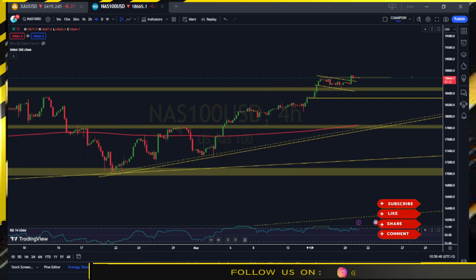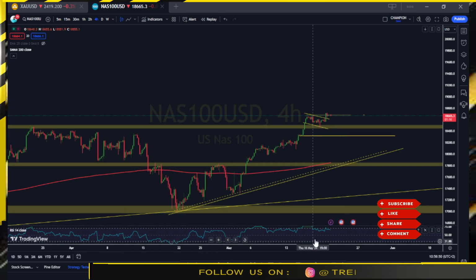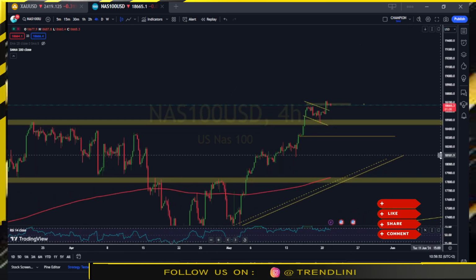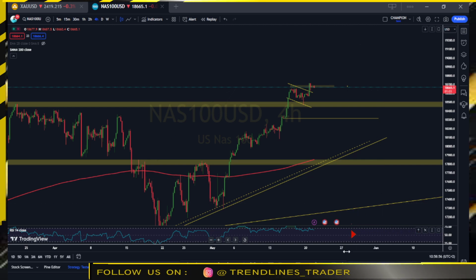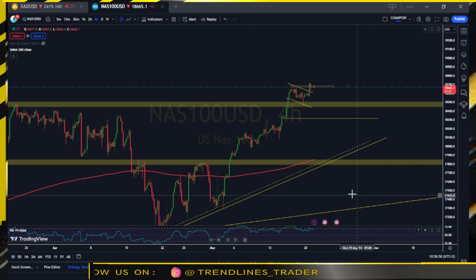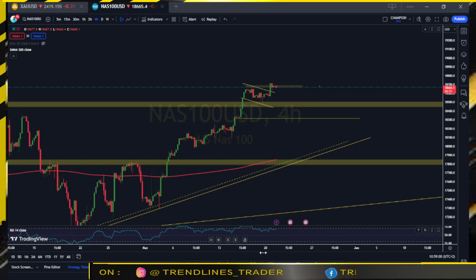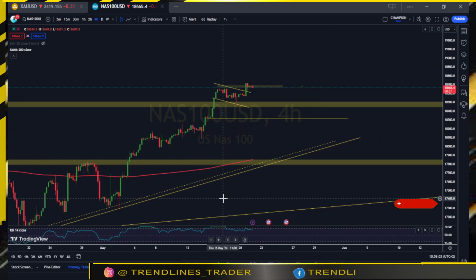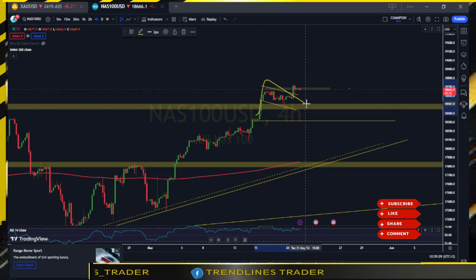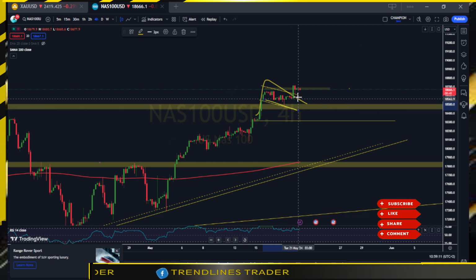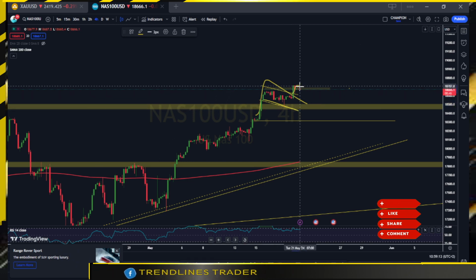On our 4 hourly time frame, just yesterday, Monday the 21st of May, the price gave us a flag pattern, as you can see right there. This is our flag pattern. The price managed to break and retest.